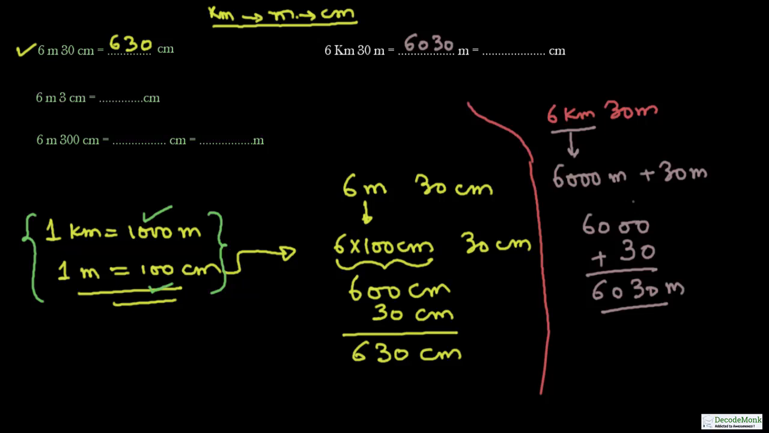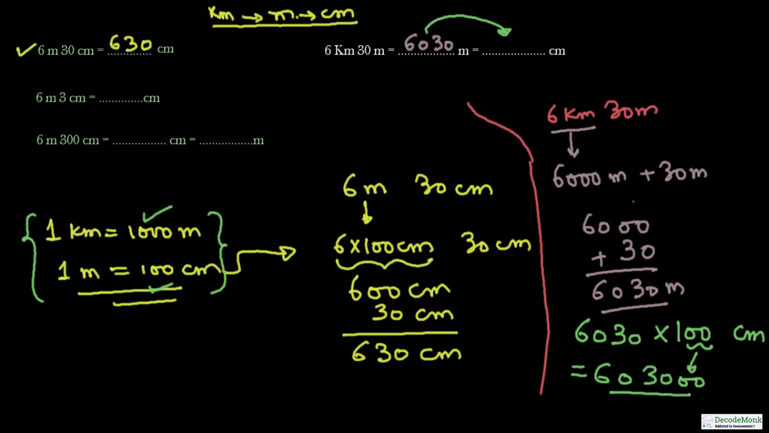Now if you convert this 6030 meter to centimeter, 1 meter equals 100 centimeter. So 6030 meter will be equal to 6030 multiplied by 100 centimeter, which is equal to 6030, and then add these two zeros. So this will be equal to 603000. We read this as unit, 10, 100, 1000, 10,000, lakhs. So this is 6 lakhs 3000 centimeter.